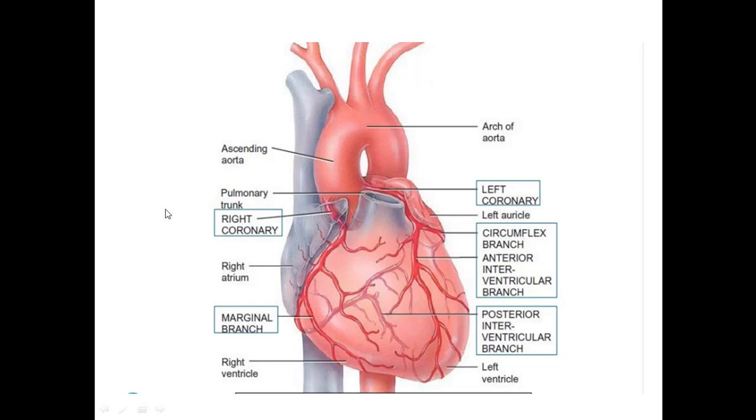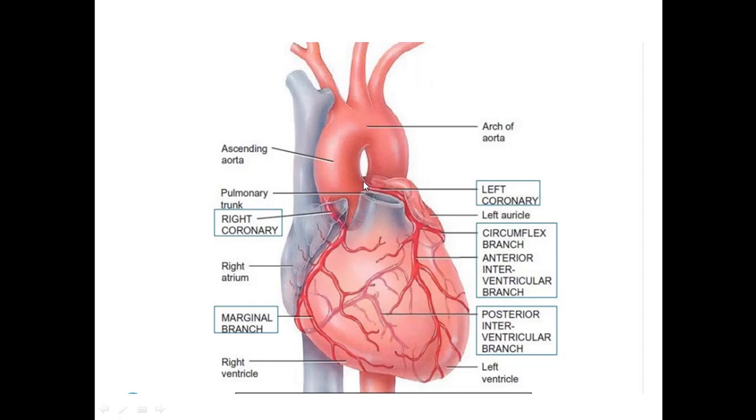Okay, so we'll move on, and here we have small vessels supplying the right ventricle. The major vessel that I want you to remember here is the marginal branch that is given at the right border of the heart. After the marginal branch, the right coronary continues in the coronary groove until it reaches the posterior interventricular groove, and it gives the posterior interventricular branch.